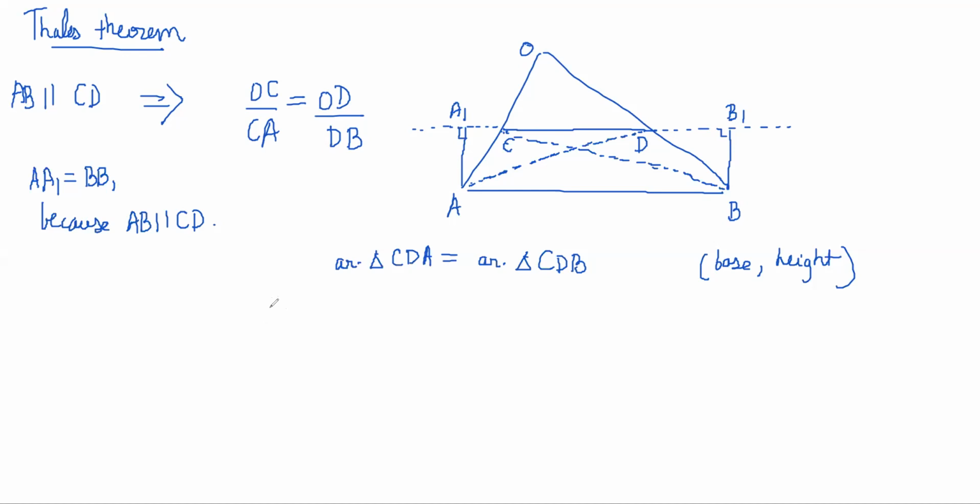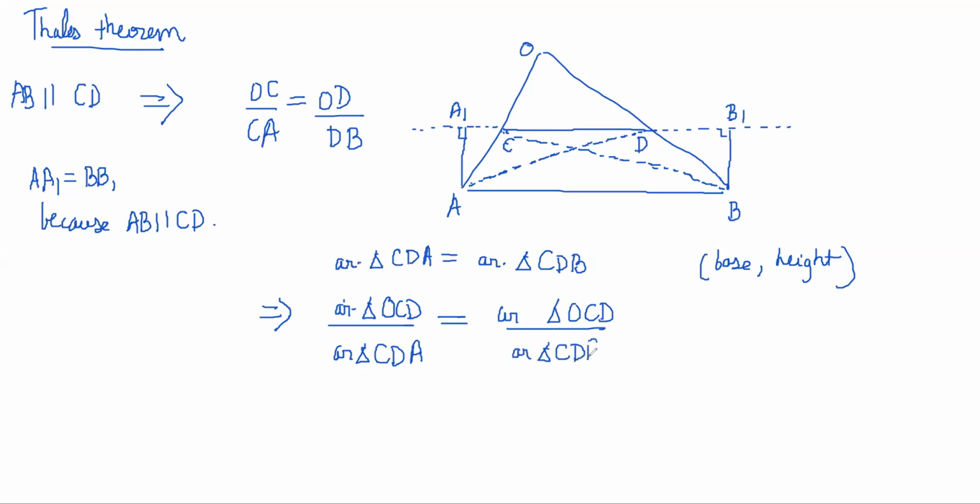Now we can say that area of triangle OCD divided by area of triangle CDA will be the same as area of triangle OCD divided by area of triangle CDB. I have multiplied by the same thing on both sides and divided by different things, right? But this is the same, right? So now the OCD by CDA area ratio will be written as OC by CA.